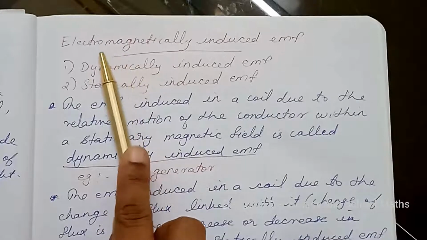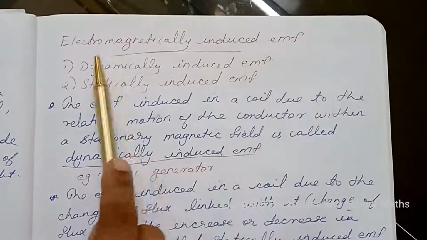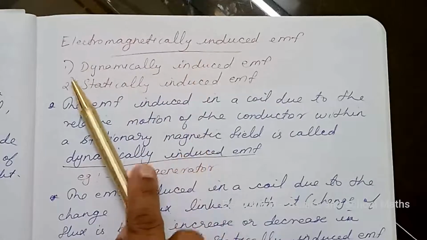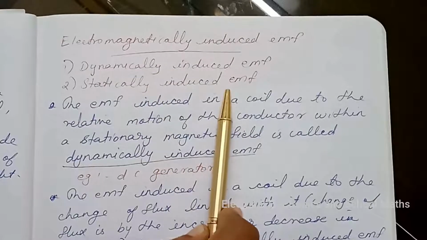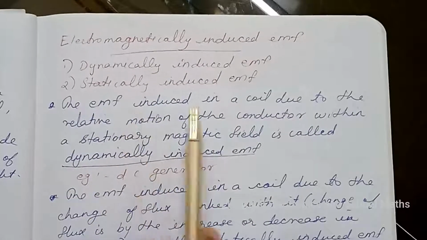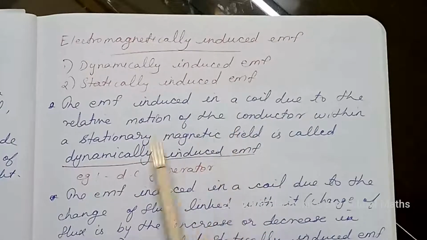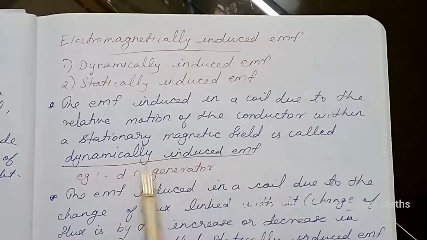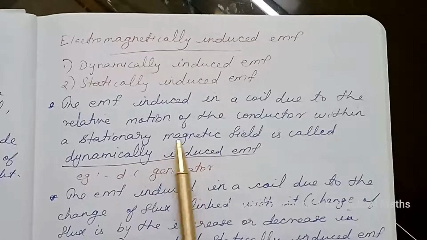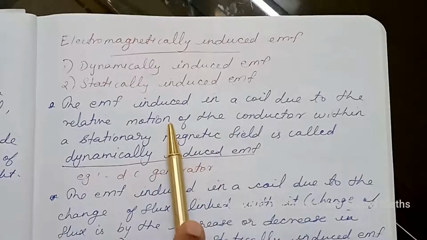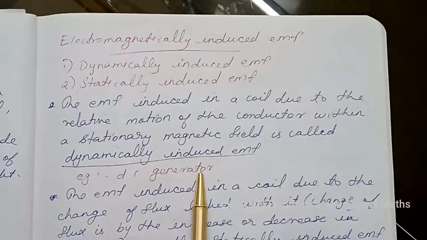Now let us go through the electromagnetically induced EMF, or simply the induced EMF. There are two types of induced EMF, that is dynamically induced EMF and statically induced EMF. The EMF induced in a coil due to the relative motion of the conductor within a stationary magnetic field is called dynamically induced EMF. That is, in this case, the conductor is moving and the magnetic field is stationary. Example, DC generator.